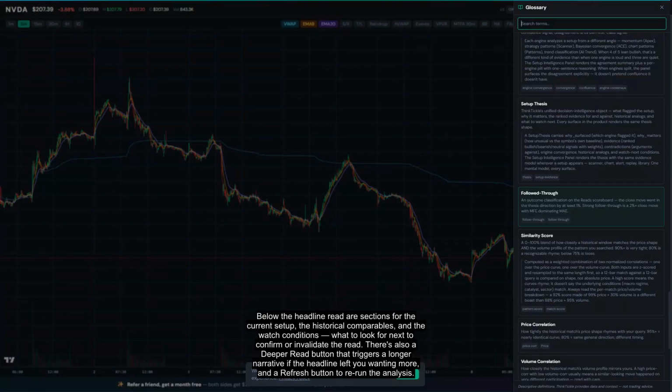Below the headline are sections for the current setup, the historical comparables, and the watch conditions, what to look for next to confirm or invalidate the read. There's also a deeper read button that triggers a longer narrative if the headline left you wanting more, and a refresh button to rerun the analysis.